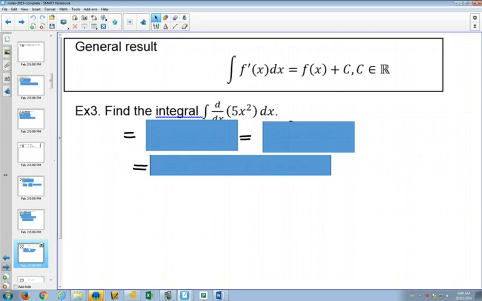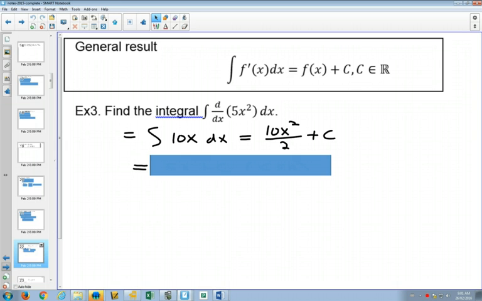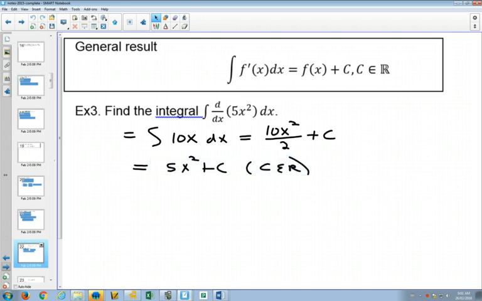So here's the question. Find the integral of the derivative of 5x squared. The integral and the derivative are going to cancel each other out. You can do the work if you want. You can work inside and say, what's the derivative of 5x squared? It's 10x. And then what's the integral of 10x? Well, it would be add 1 to the exponent, divide by 2. What do you know? We get 5x squared again. But we have to remember the plus c.